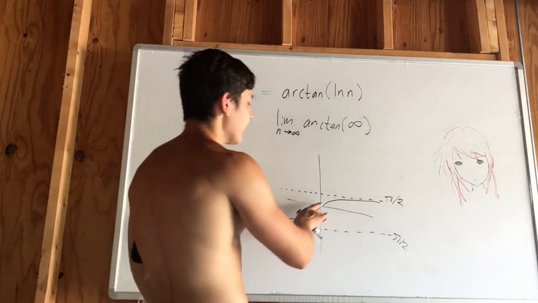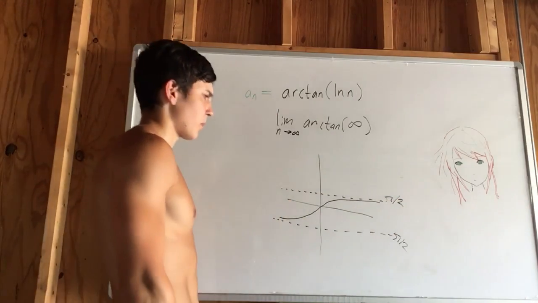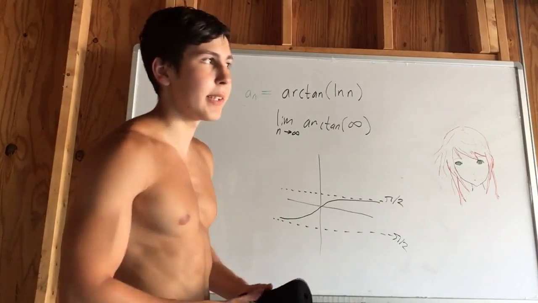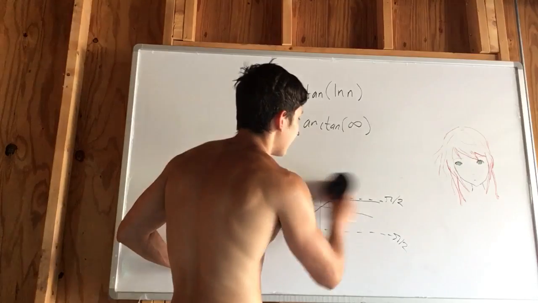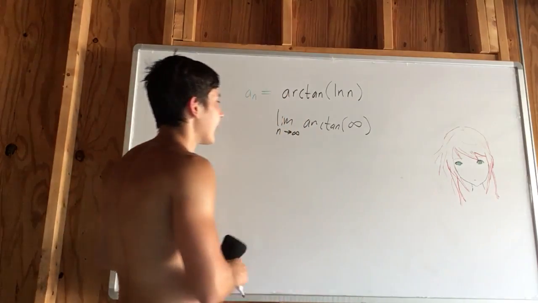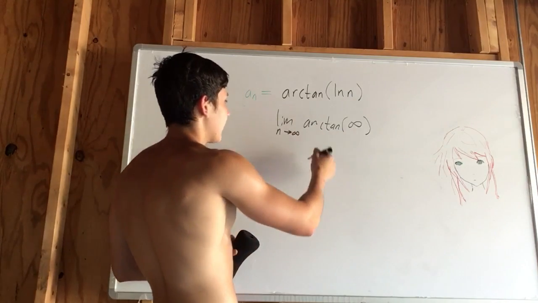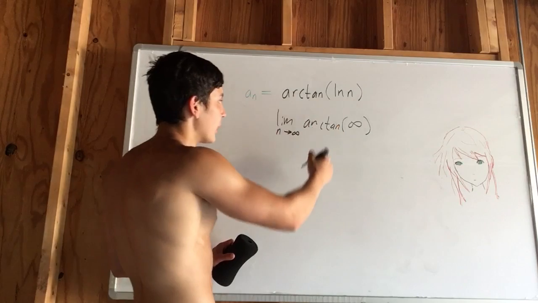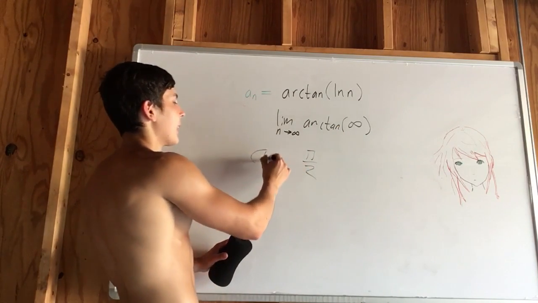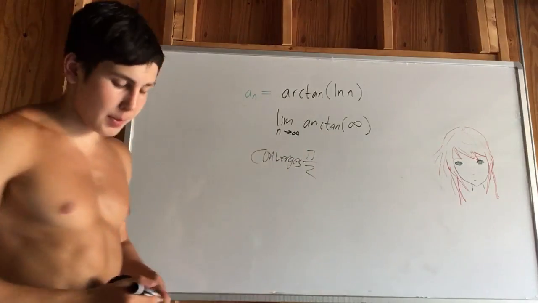So if we're going to positive infinity, if we're just going on and on and on in that direction, what are we going to approach? We're going to approach pi over 2. That is how the limit is defined as we approach infinity. So we have the limit as n approaches infinity of this sequence is pi over 2. So we say that it converges because that's an actual value. It converges to pi over 2.